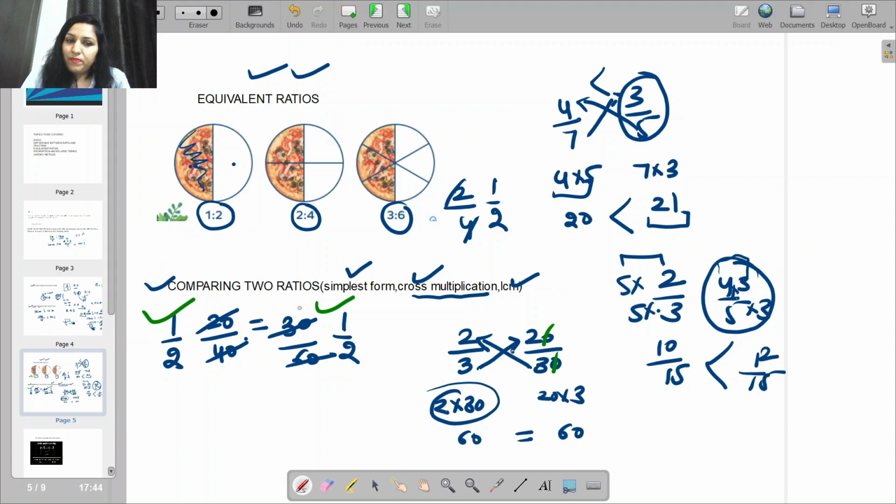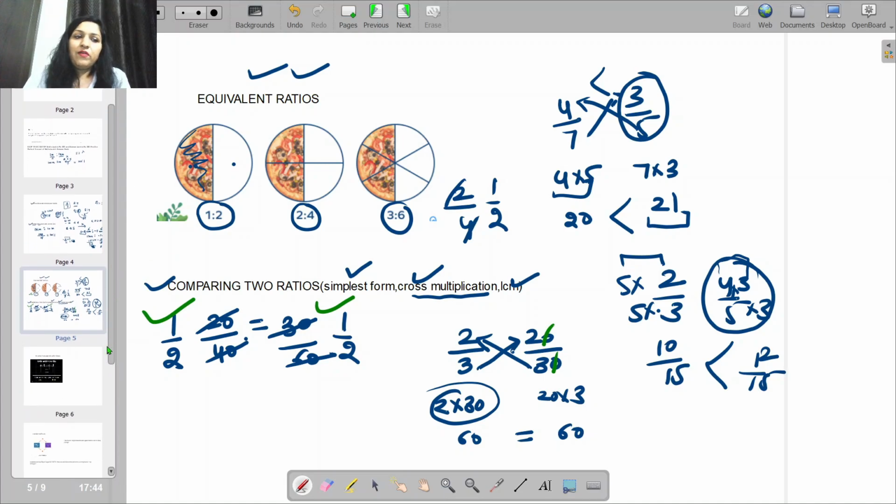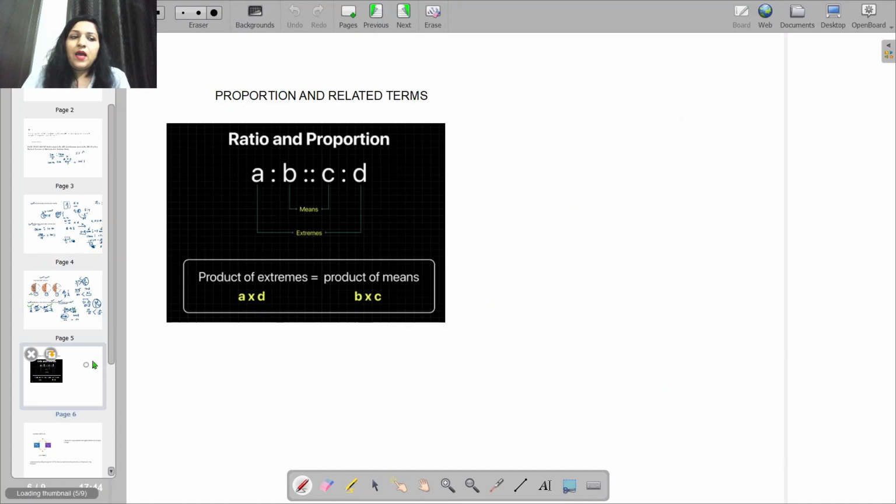Either you can find the simplest form. Either you can do the cross multiplication, or the longest one is finding the LCM and then comparing which one is greater or which one is smaller. Clear? Now, next topic is what is a proportion.